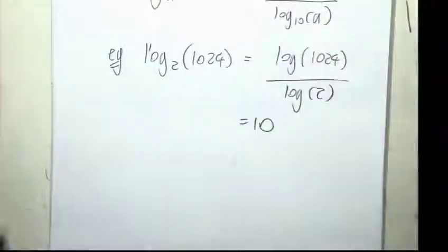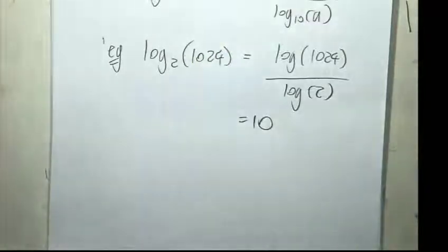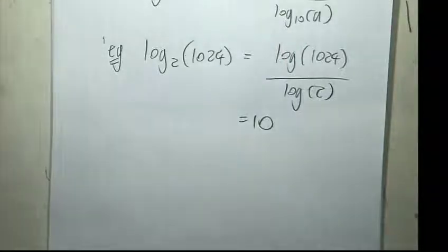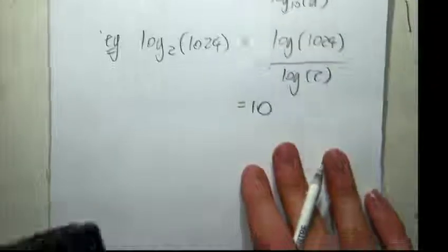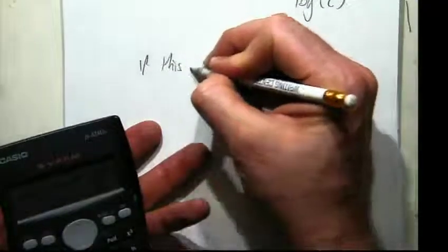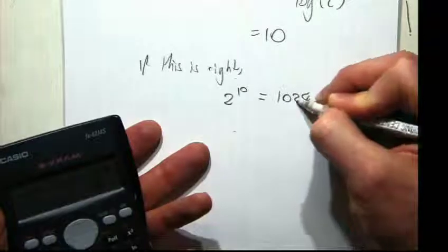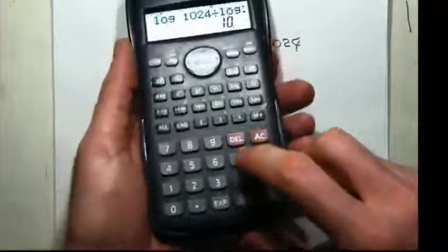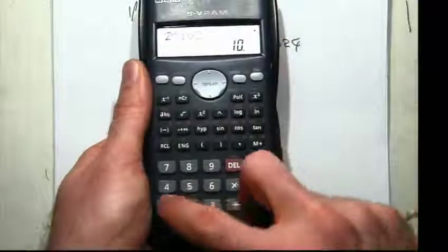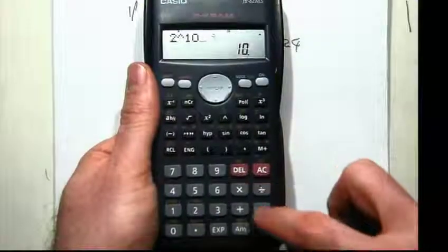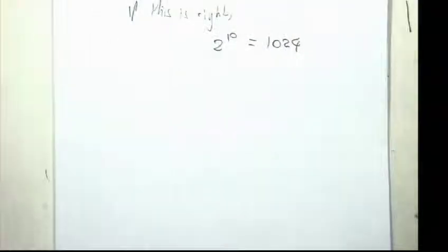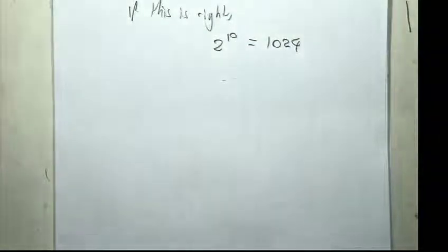So let's check to see if our answer is right. If log 2 of 1024 is actually 10, that's the same as asking how many 2's do I have to multiply together to give 1024, and it's telling me the answer is 10. So if this is right, then 2 to the power of 10 should come out to 1024. Let's see if I've got it right. 2 to the power of 10 is 1024. Cool. So my calculator can now calculate any log I like if I use this formula and convert it to just log base 10.